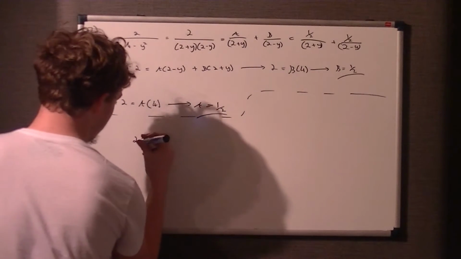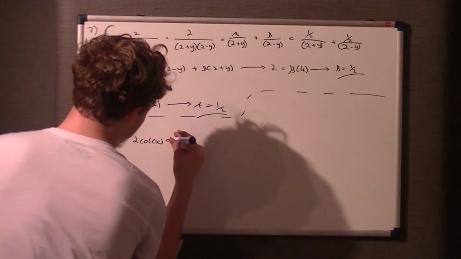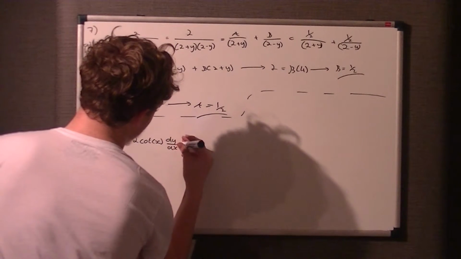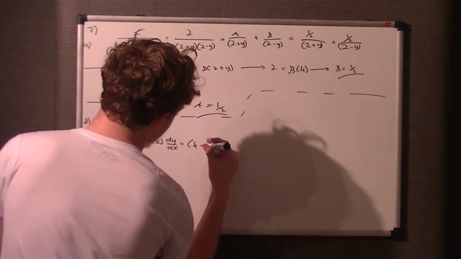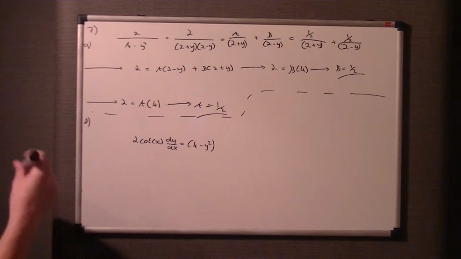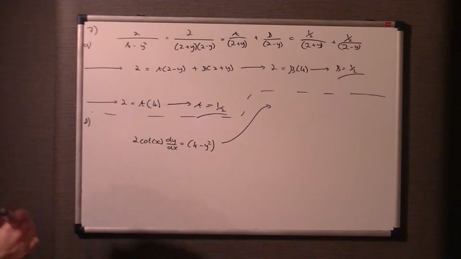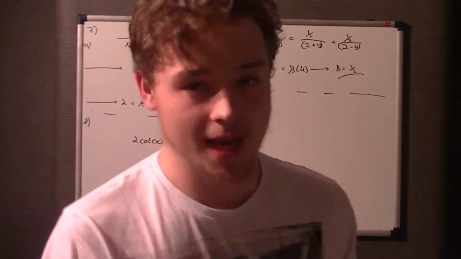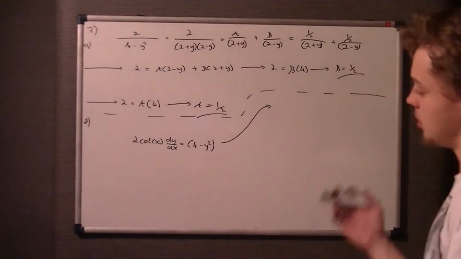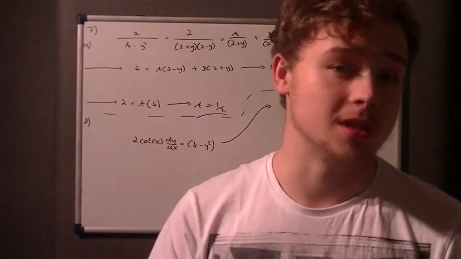So we're asked to solve the differential equation 2 cot x dy/dx is equal to (4 - y²). Now, the first thing that should jump to your mind is, whenever you see a function like cot x or sec x or cosec x, you always try to convert it into the functions that we all know.